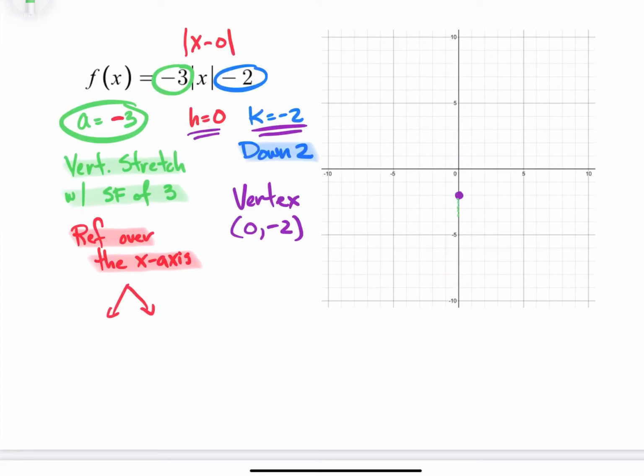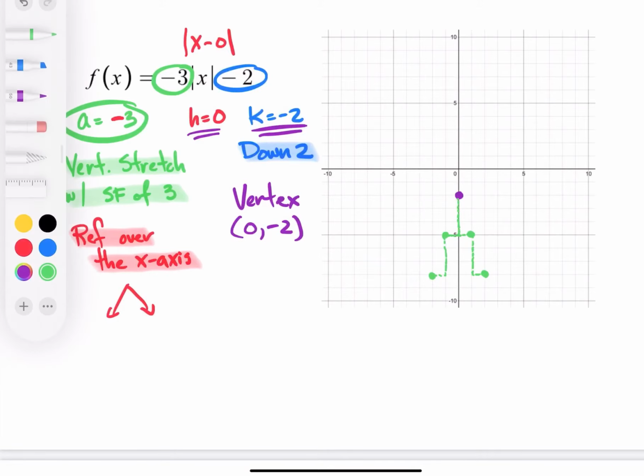So that means I'm going to go down 3 and over 1. And you can continue to go down 3 and over 1 as many times as you want. And again, go in both directions. So down 3 over 1, down 3 over 1. And we pull out our straight edge and we'll draw our lines.